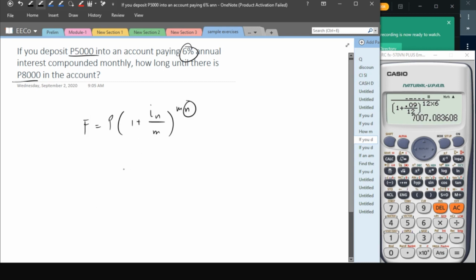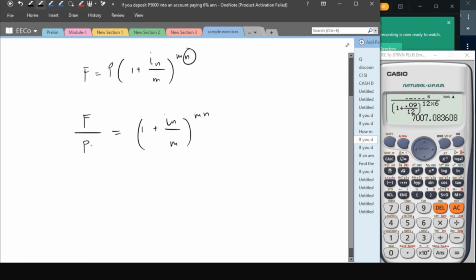Paano yan? Sir, mayroon bang madaling paraan para masolve? Yes, there is. So, F divided by P is equal to (1 + i/m)^(mn). Hanapin mo na lang si N. So, ln natin both sides. Diretsuhin na natin. Bababa itong exponent. So, baliktarin ko na: mn ln(1 + i/m) equal to ln(F/P).